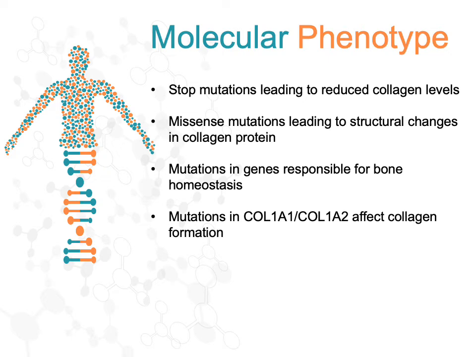While OI most often is a result of mutations to the genes responsible for collagen, COL1A1 and COL1A2, both of which are responsible for type 1 collagen production, studies have shown that mutations in a number of other genes may result in complications to OI as well. Stop and missense mutations may cause issues in bone formation and homeostasis, which is the process of bones being absorbed or built to keep bone mass in appropriate levels. Mutations in other genes may also lead to issues in bone stability due to structural malformations in collagen, resulting in brittle bones and increased risk of fractures.